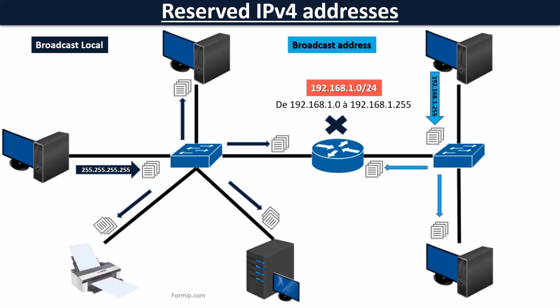For the 192.168.1.0 network, the broadcast address is 192.168.1.255. In the example, our address is part of a class C. The default mask is therefore 255.255.255.0. A broadcast can therefore be propagated to a maximum of 254 hosts.